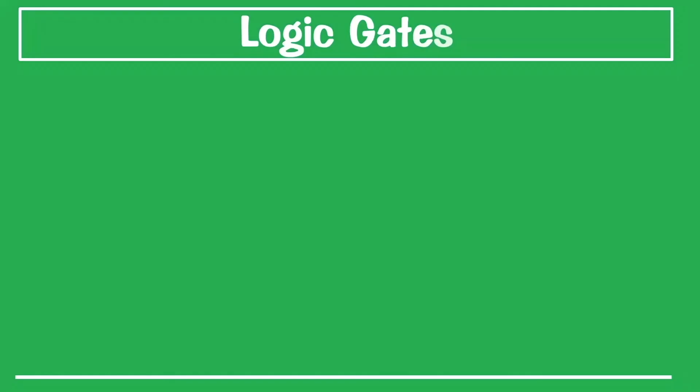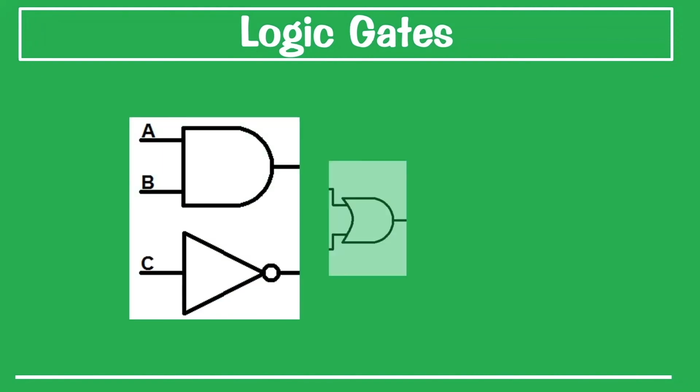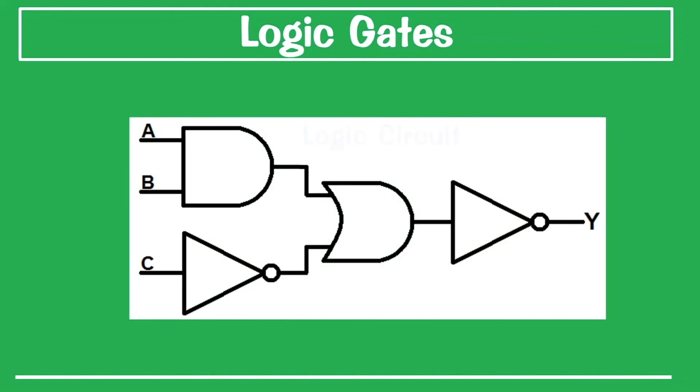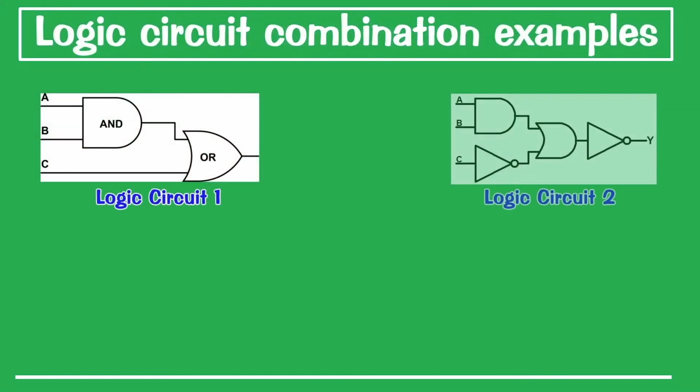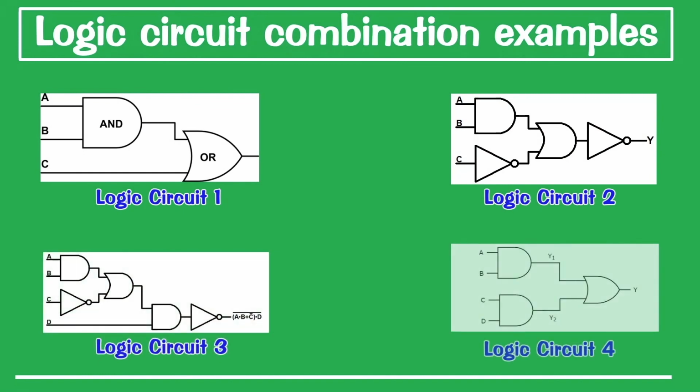Right. Now, several logic gates combine together to form a logic circuit. And these circuits are designed to carry out a specific function. So, the following are the examples of the combination of logic circuits.